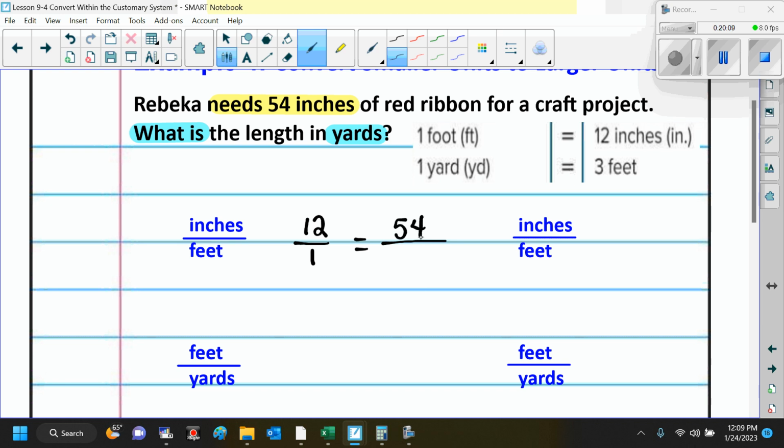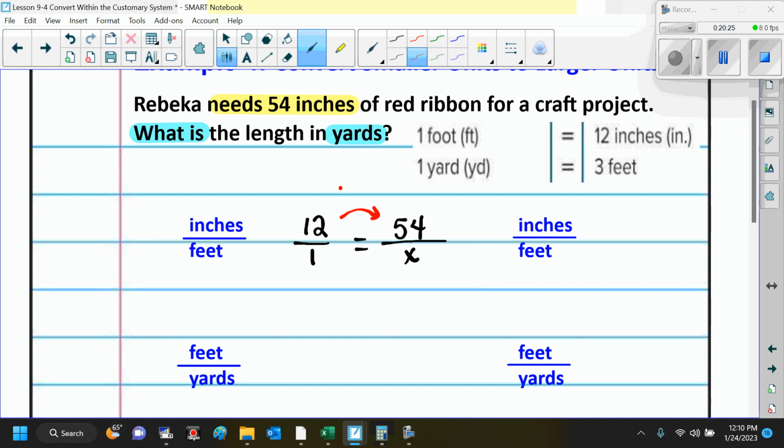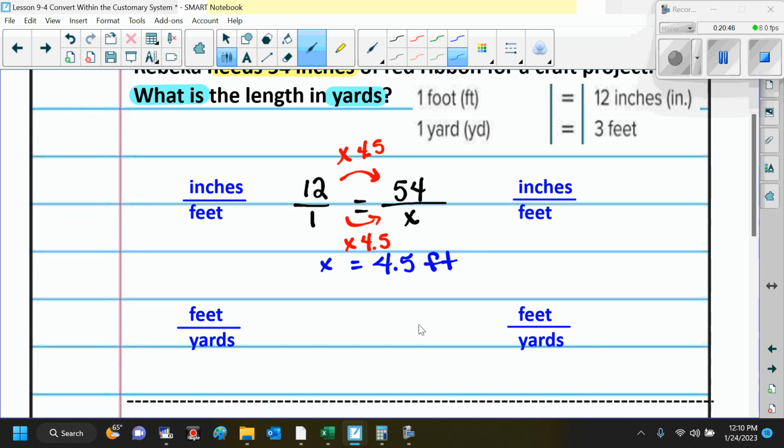In the numerator. Very good. That's 54 up there. And then we're going to solve for x. So here, we're going to take 54 and divide by 12. I don't know that off the top of my head, so we're going to multiply times 4.5. Is everybody with me? Times 4.5. So down here, we're also going to multiply times 4.5. So x is equal to 4.5 what? Feet. Very good. Now we want to go from feet to yards.